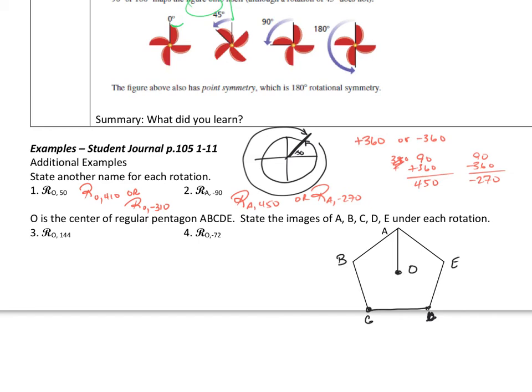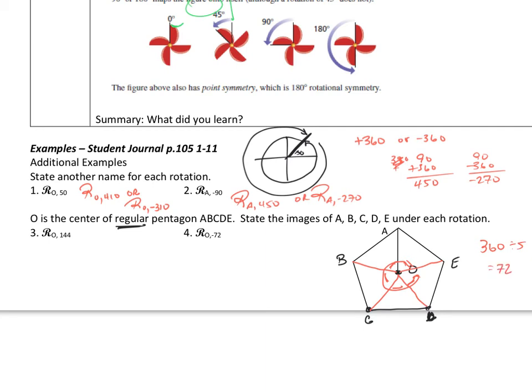So on this example, O is the center of the regular pentagon. Now this is key that it's regular. A, B, C, D, E. State the images of A, B, C under each rotation. Rotation of 144. Well, we need to determine, since this is a regular pentagon, if I go like this, all these angles in here will be exactly the same. Well, what will they be? Well, there are 5 angles in here, 1, 2, 3, 4, 5, and all the way around is 360. So if I take 360 divided by 5, I will get 72.